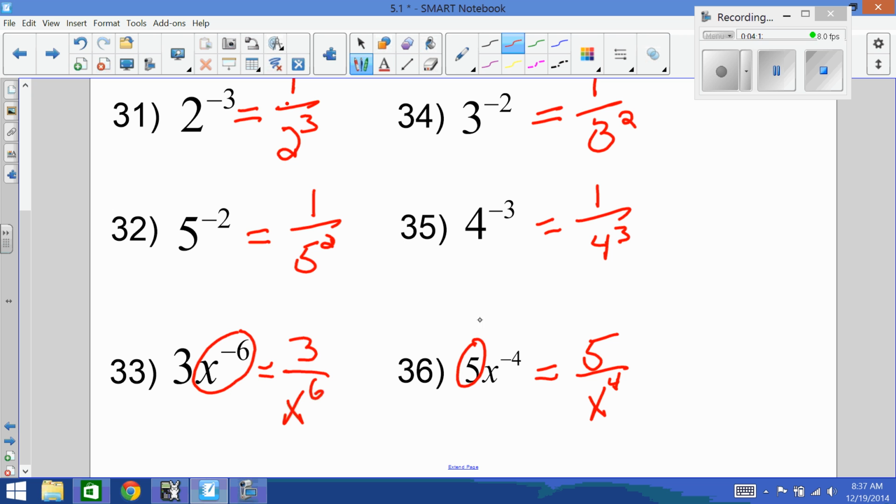Now if I want the whole thing, see, if I had 5x in parentheses to the negative 4, then that means I would get 1 over 5x to the 4th. All right, so if there's no parentheses, then these coefficients have to stay.